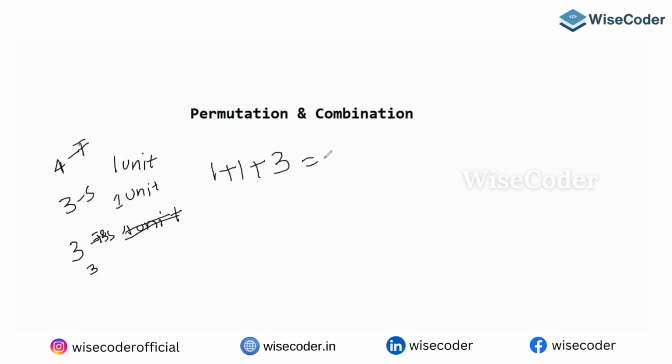So in total 5 objects. Yes or no? So 5 objects can be arranged in 5 factorial ways. Obvious, because 4 speaking French are 1 unit, Spanish is 1 unit, together 1 plus 1 plus 3, 5. So 5 members, that will give you 5 factorial ways.